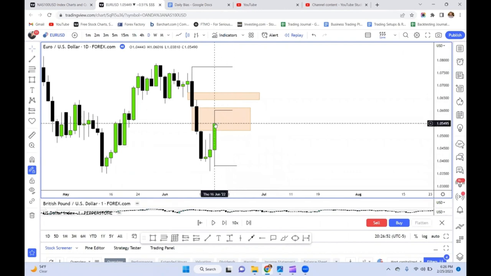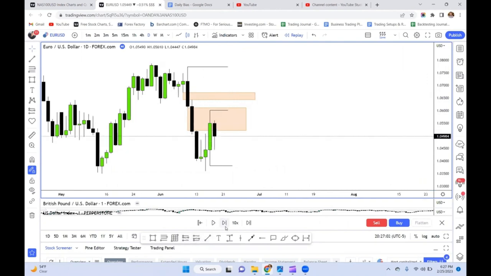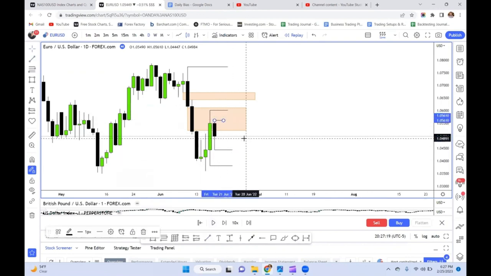So I anticipate that this next day's candle will come down, make a wick, rally, and take out this high right here. Let's see what it does. Okay, it rallied down, and this is Friday. So this next day, Monday, we want to see it take out this wick still and hopefully support here. You want to see this taken out as well.